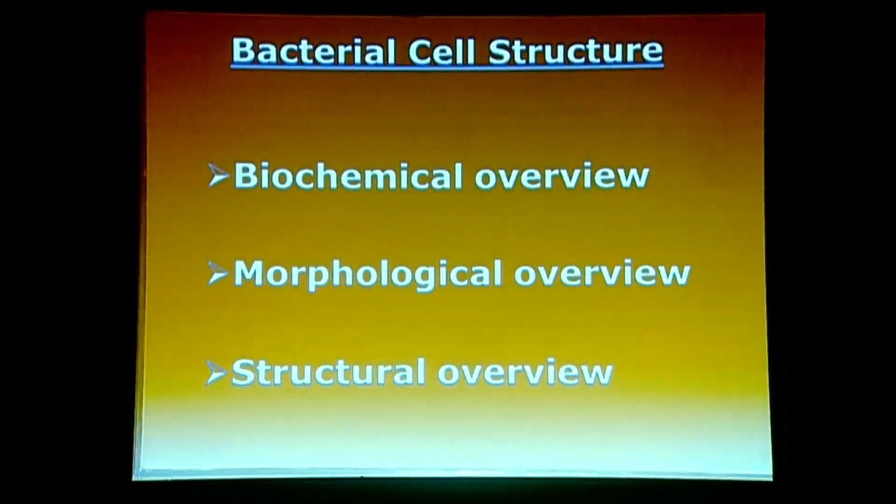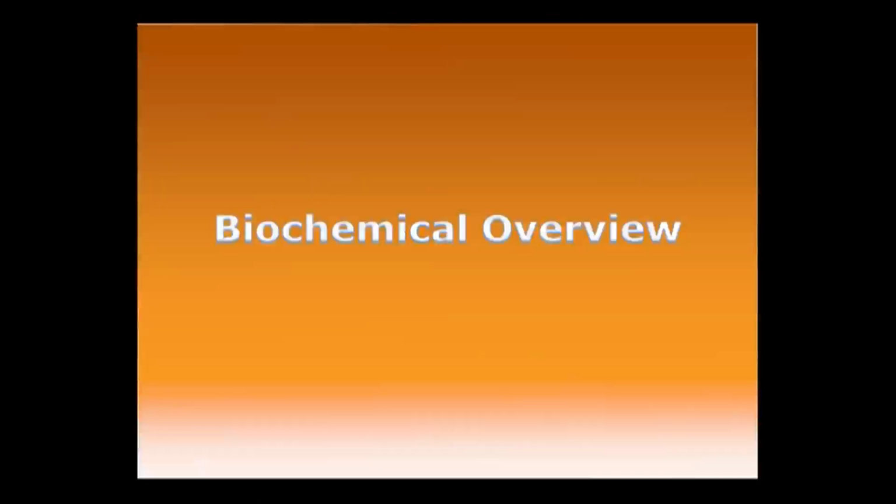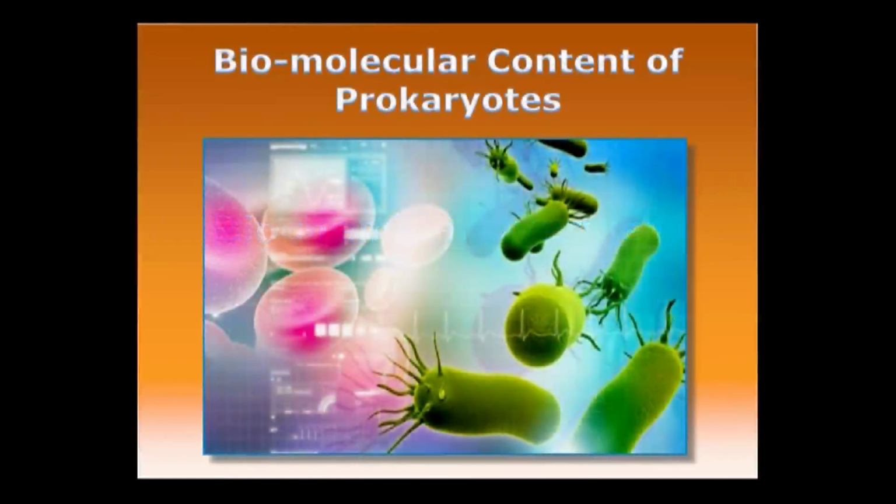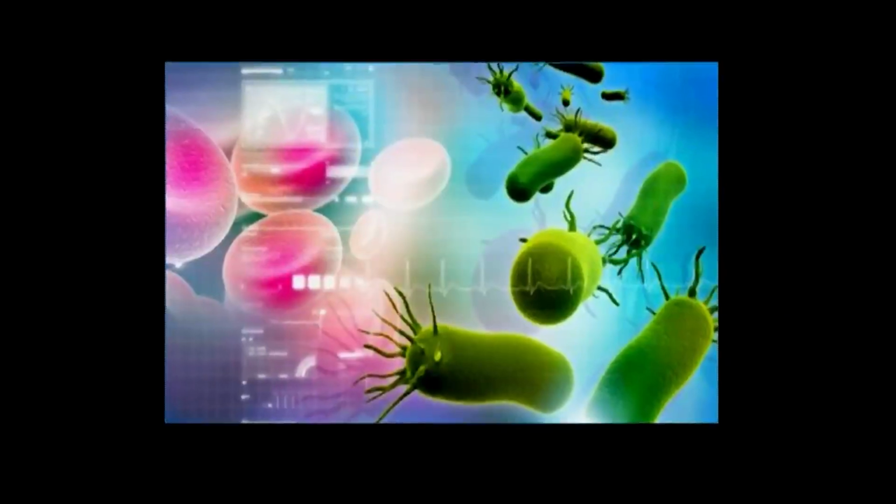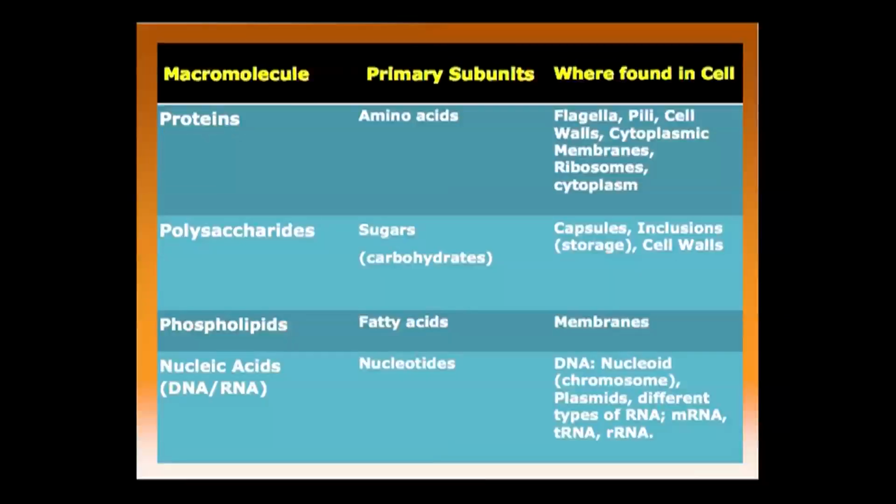When we are talking about the bacterial cell structure, it includes the biochemical characteristics, morphological characteristics as well as structural overview. Let's first discuss about biochemical characteristics. The biochemical characteristics means the macromolecular contents of prokaryotic cell. The macromolecules include proteins, polysaccharides, phospholipid as well as nucleic acids.